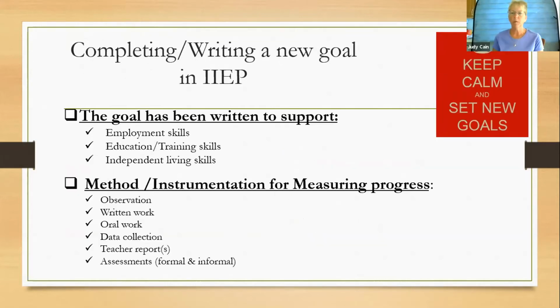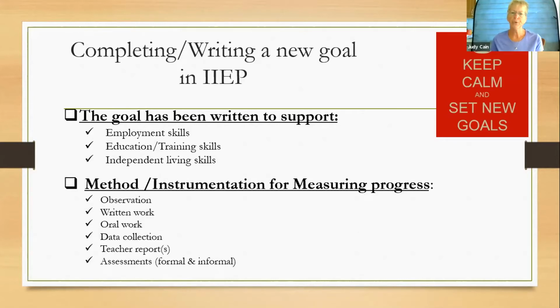So now the next couple pieces of the writing the goal process are you need to address what area this goal has been designed to support. And you have to check one or you don't get the green check mark on your goal page. It's either employment skills, education and training, or independent living. And most of the time, employment and education are appropriate for those because pretty much anything you do as education will have an impact on employment ability. So I usually just check both of those as a default.